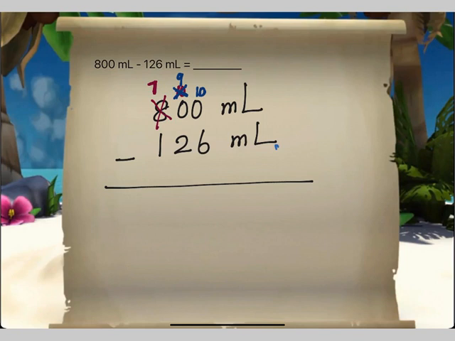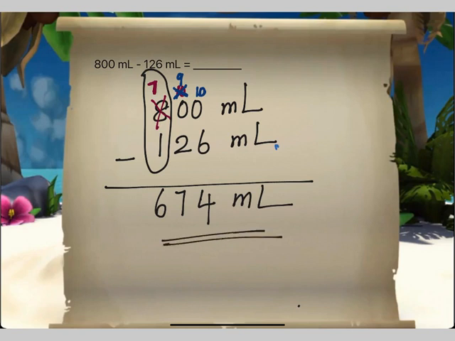So now we have unbundled and we have enough ones to subtract 6 from. So let us subtract 10 minus 6 is 4. And 9 minus 2 will become 7. And 7 minus 1 will become 6. And the same unit goes down. So milliliter.